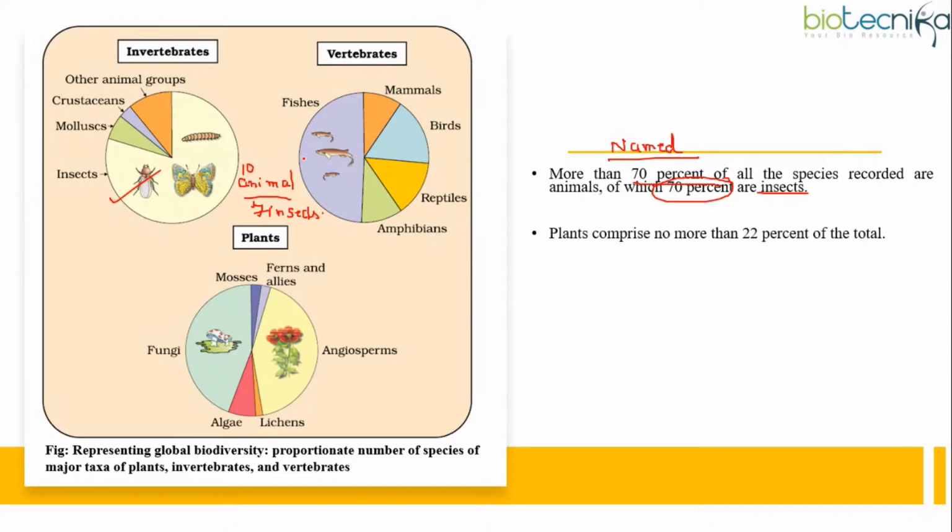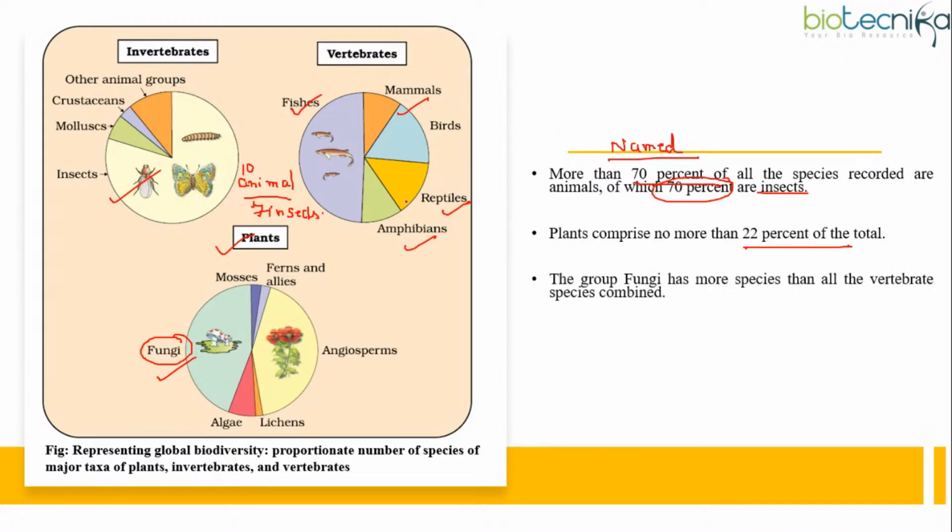Then when we talk about plants, they comprise no more than 22% of the total. So plants here include algae, fungi, bryophytes, gymnosperms, and angiosperms, right? And as you can see here, the number of fungi species in the world is more than the combined total of species of fish, amphibians, reptiles, and mammals. So the group fungi has more species than all the vertebrate species combined.